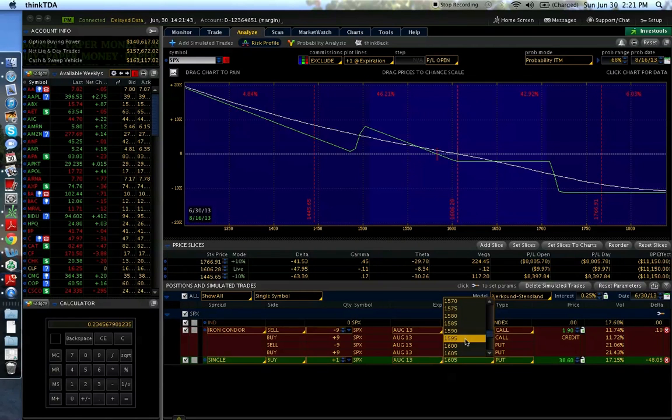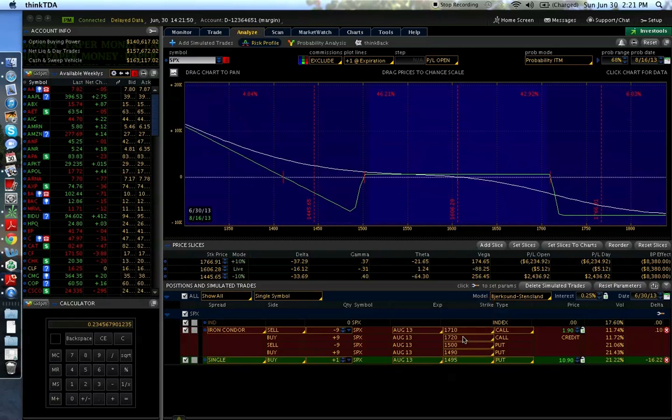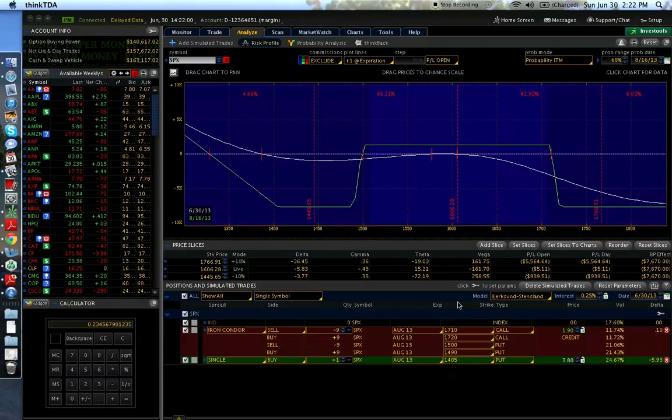Let's run the 1605. We want to go under 1500, so I'm going to go like 1495. It'll cut into your profit a little bit, but it's much better than not having protection. It's much better cutting into your profit than having a bigger loss. So instead you'll make 1300.